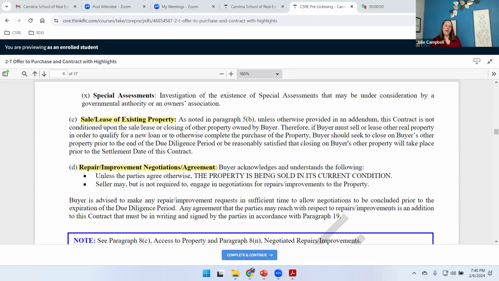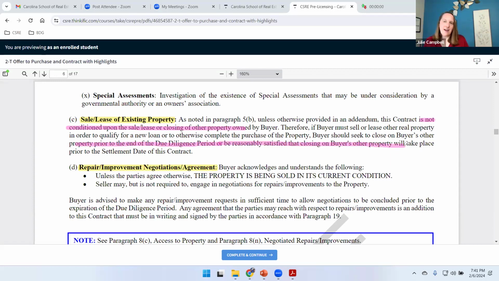The buyer may have to sell or lease an existing property. This is not a contingency. As a matter of fact, it says this contract is not conditioned upon the sale or lease. However, what this is saying is that if the buyer does have to sell or lease an existing property in order to buy the sellers' property, then they should have that sold or leased out prior to the end of the due diligence period, or be reasonably satisfied that it's going to take place.